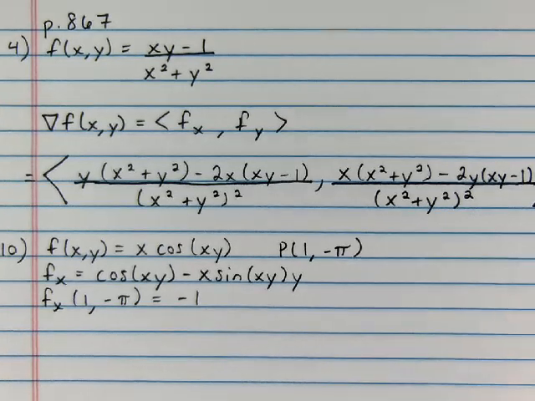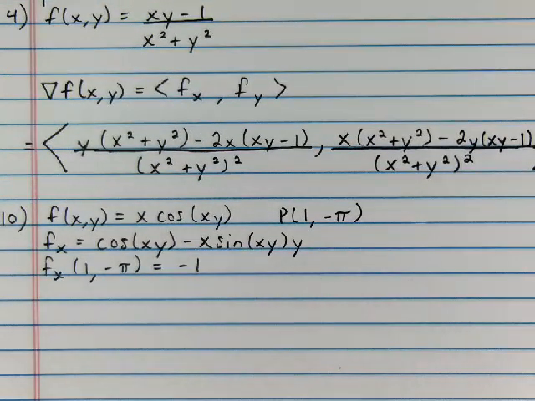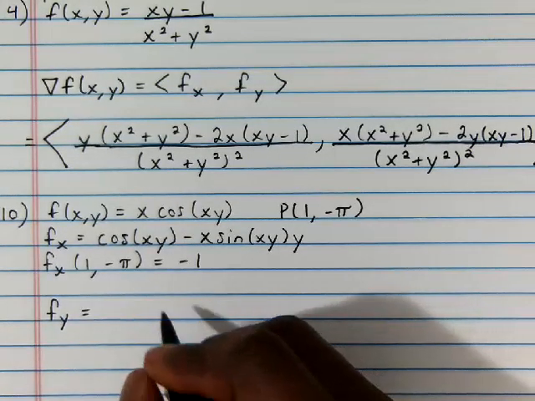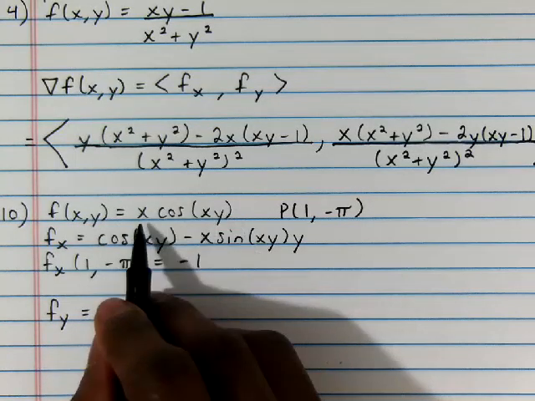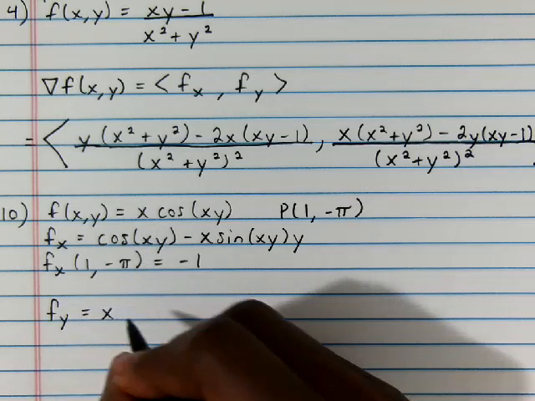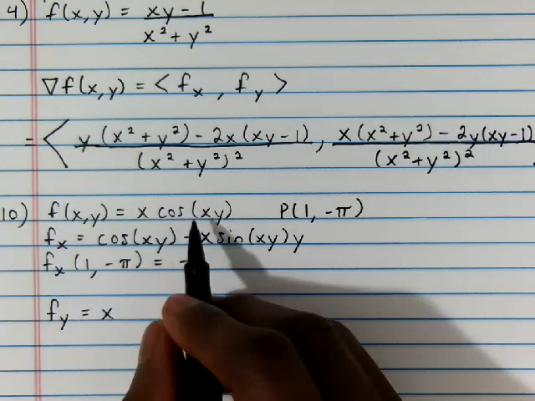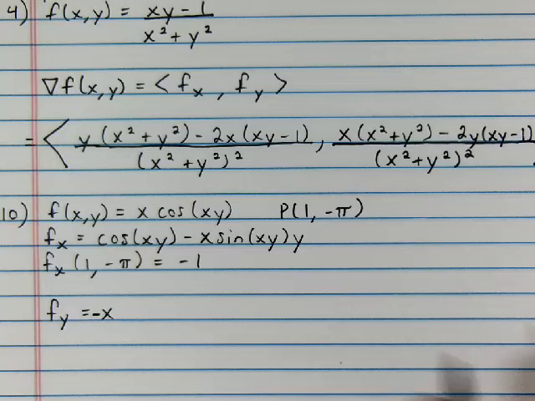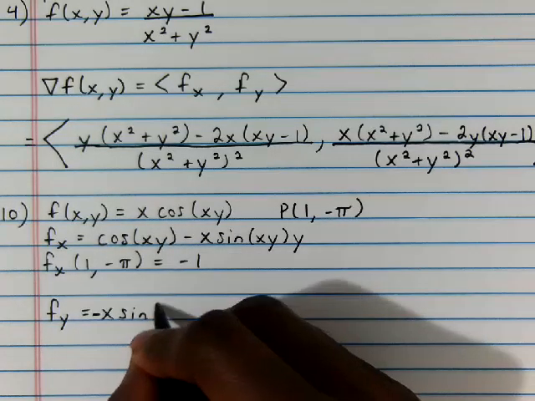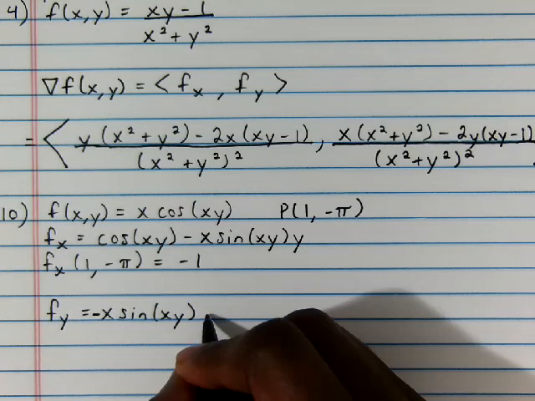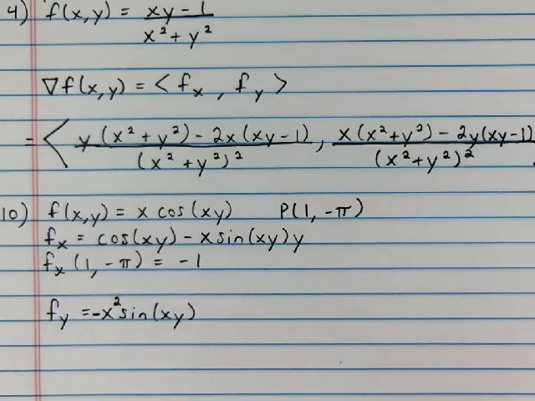All right, now f sub y equals, so we're taking the partial of this with respect to y. Constant multiple rule says that x is not going anywhere, so we can just put that x there. Then the derivative of cosine is negative sine, so I should put a negative sign out here. Then sine of xy, and the derivative of the inside with respect to y is just x. So we'll get another x out here. I'm going to go ahead and put it up here. And that's what we get there, negative x squared sine of xy.